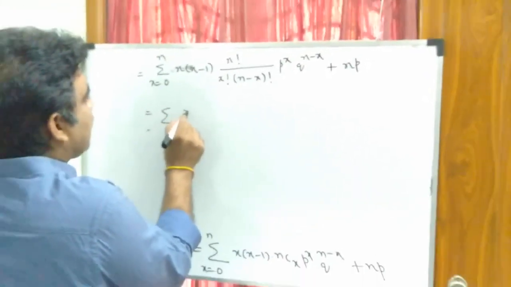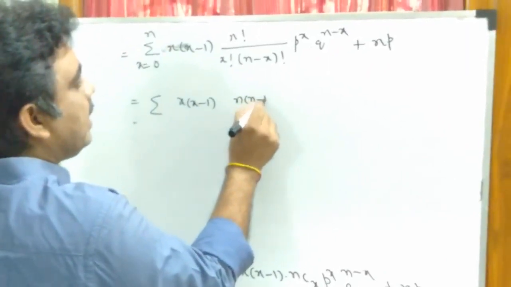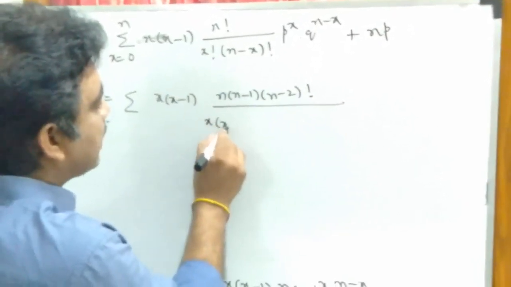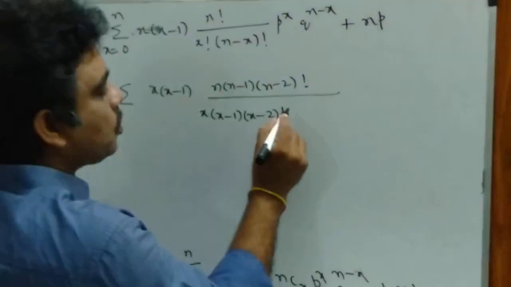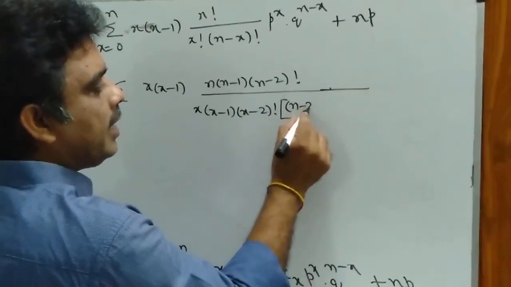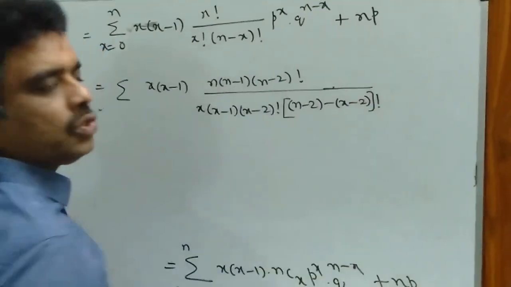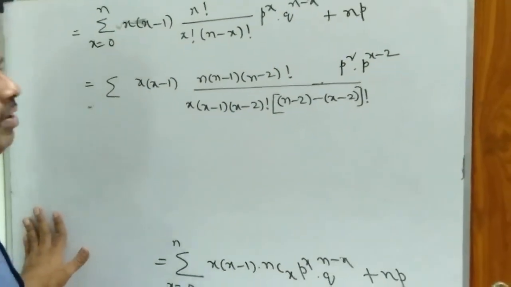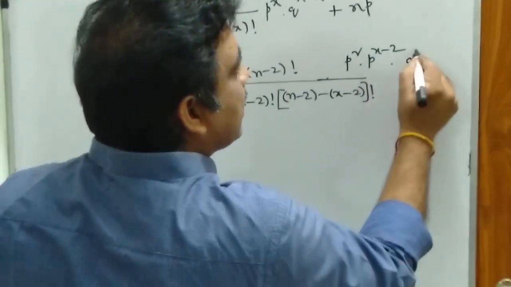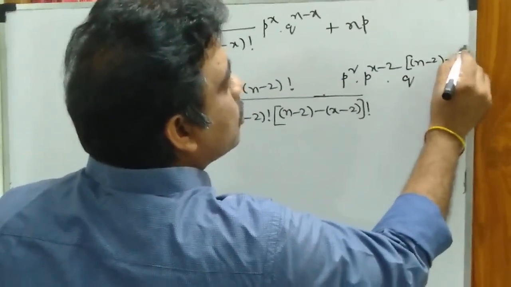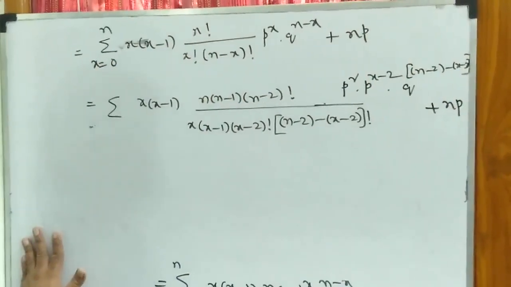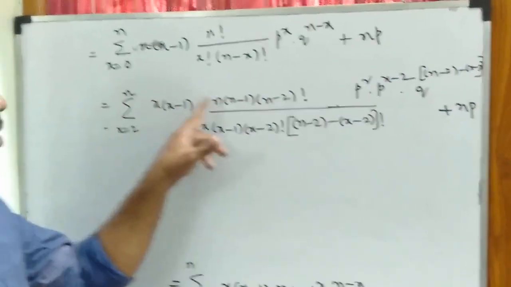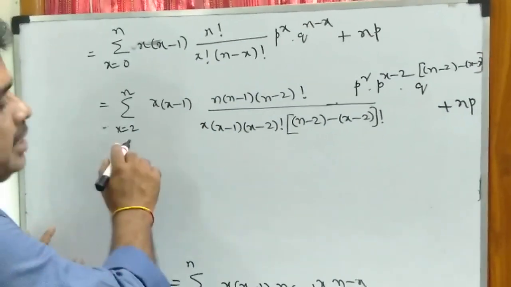Now I am expanding n factorial. So n factorial can be written as n into n minus 1 into n minus 2 factorial, divided by x into x minus 1 into x minus 2 factorial, and n minus x factorial can be written as n minus 2 minus of x minus 2 factorial. p power x can be written as p square into p power x minus 2, and q power n minus x can be written as q power n minus 2 minus of x minus 2, plus np as it is. Now here I am writing the limits 0 to n as 2 to n, because if it is 0 to n, the value will be a negative factorial, which is not allowed. So I am changing the limit to 2 to n.